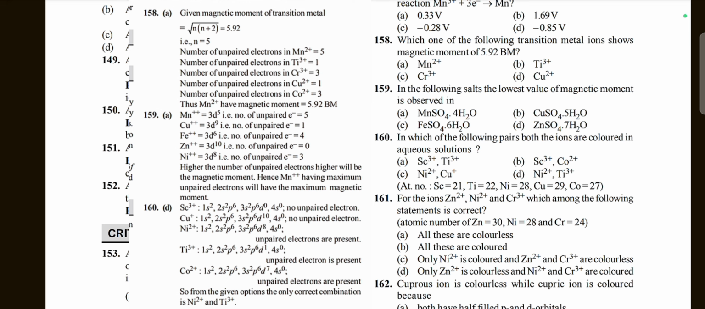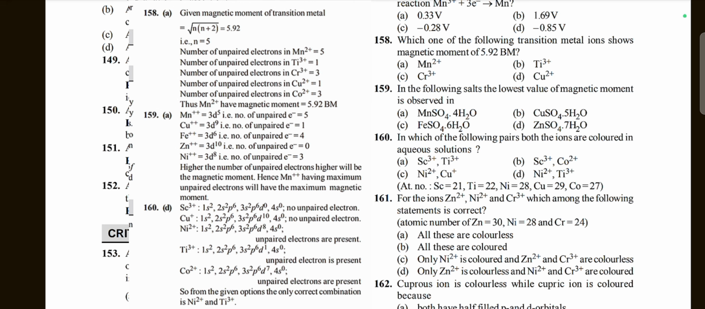In the following salts, the lowest value of magnetic moment is observed in? Option A, MnSO4·4H2O. The higher the number of unpaired electrons, the higher the magnetic moment. In the question, it is asked for the lowest value of magnetic moment. So if lowest is asked, then option D will be correct.